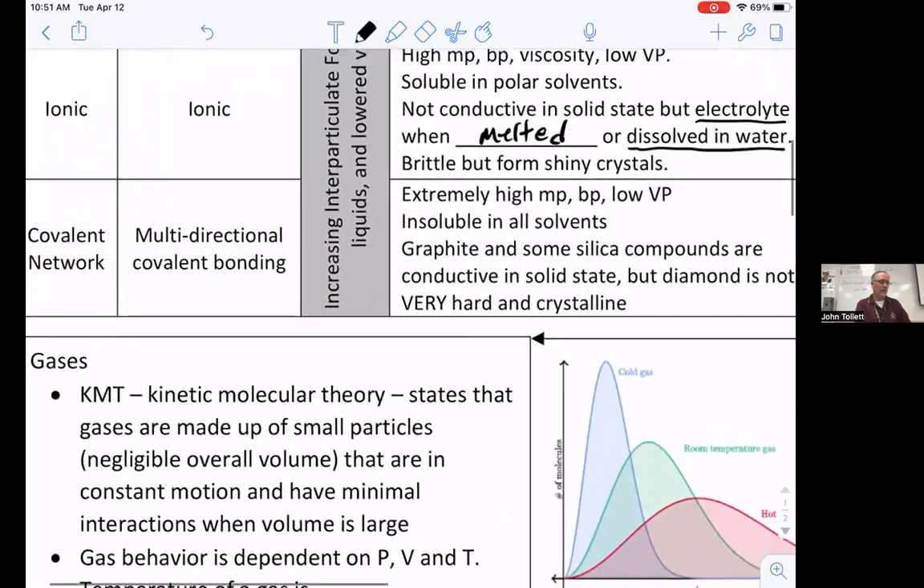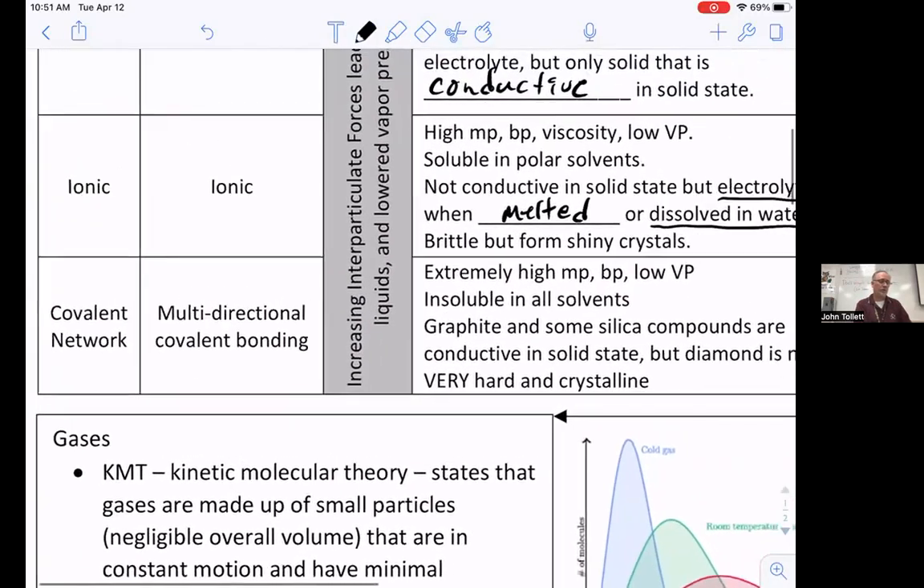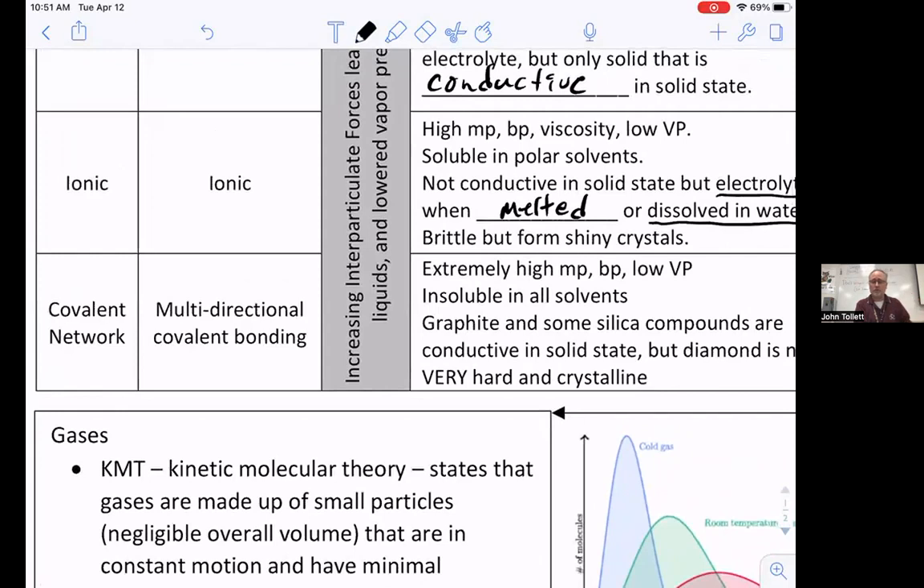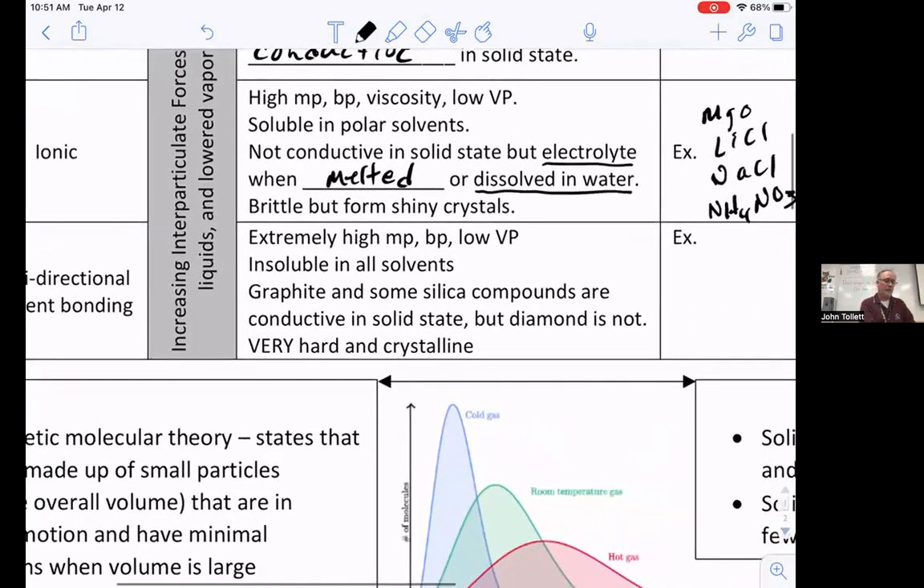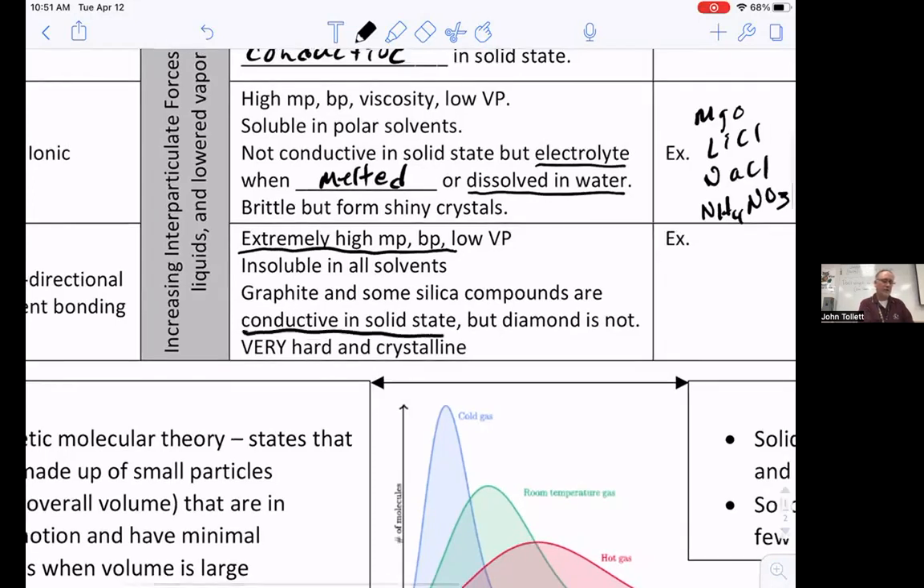And then the last one here are covalent networks. Covalent networks are going to have covalent bonds between all of the individual atoms. They have extremely high melting points and boiling points. They have really low vapor pressure. They're not changing to a gas at all, in fact. They're insoluble in all solvents. Some examples of them are graphite, some silica compounds. They are conductive in their solid state, especially graphite, a great conductor of electricity. A diamond is, however, not a great conductor of electricity.